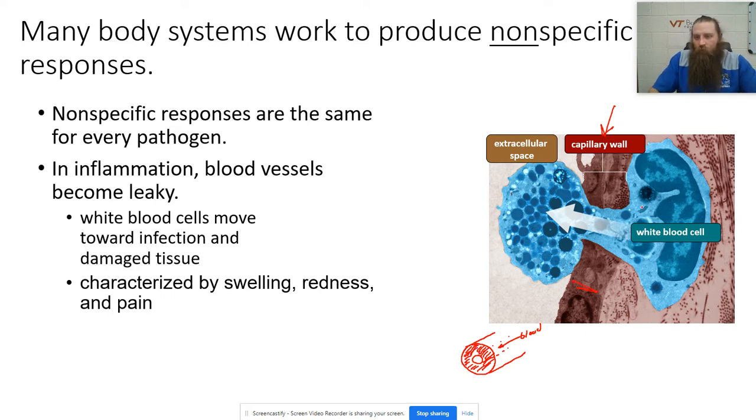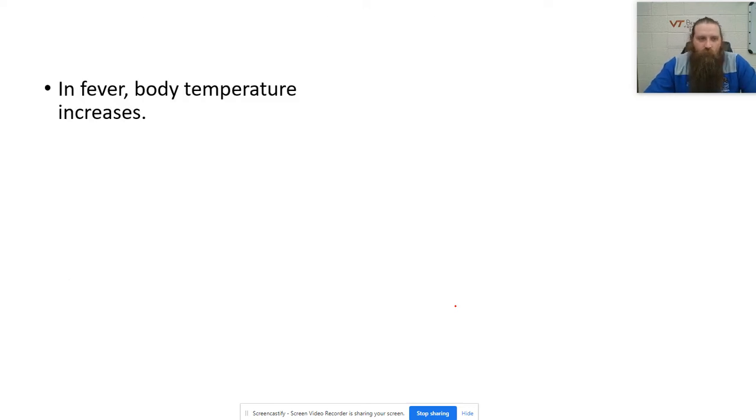When you have these leaky blood vessels, a white blood cell sees that and tries to fit through there so that it can go attack the bacteria or the pathogen or whatever it is that's over here causing the issue. All right, so that's a pretty cool, just non-specific immune response.